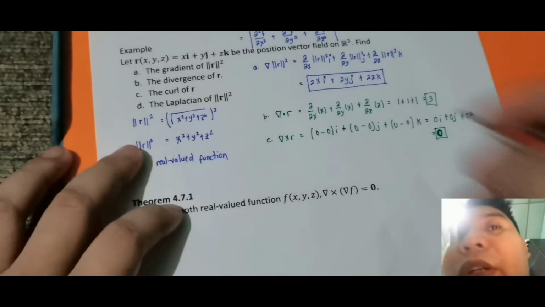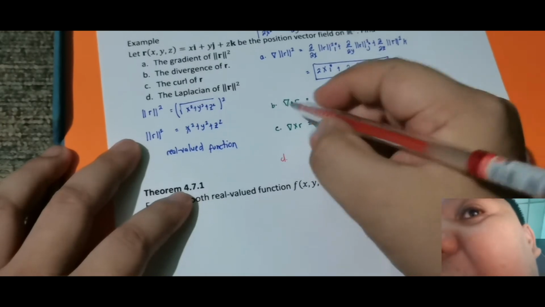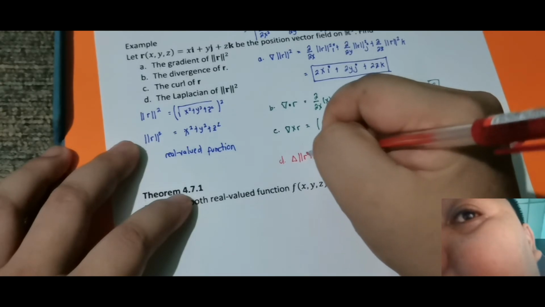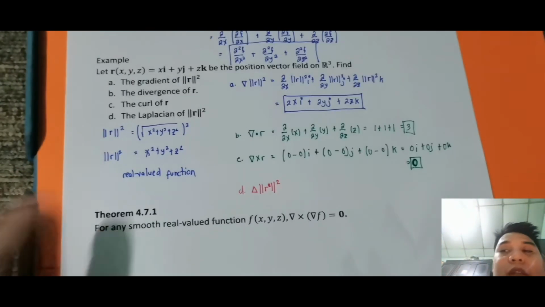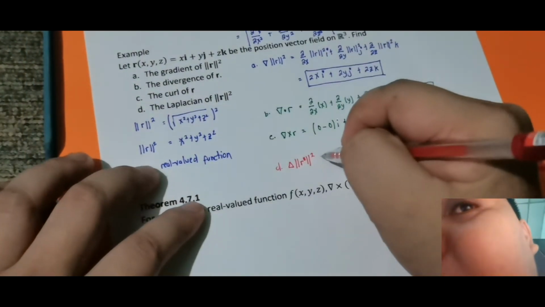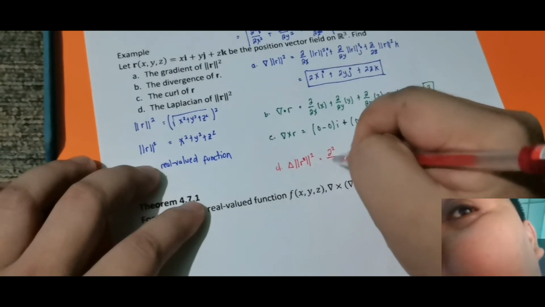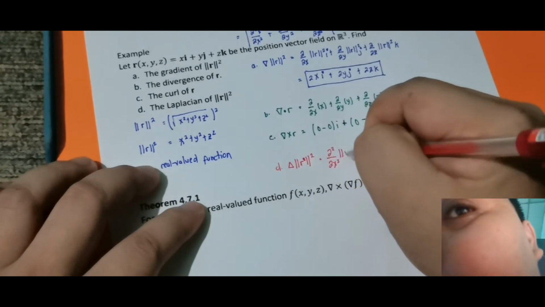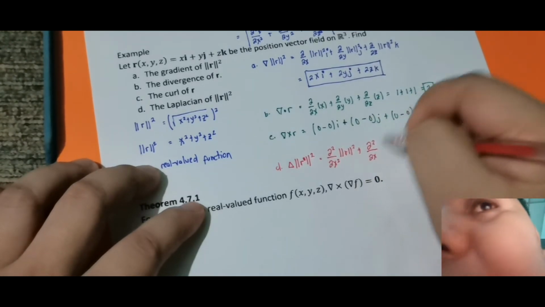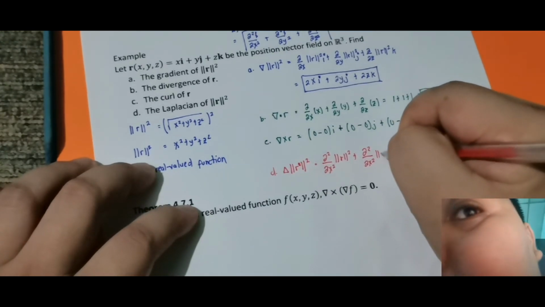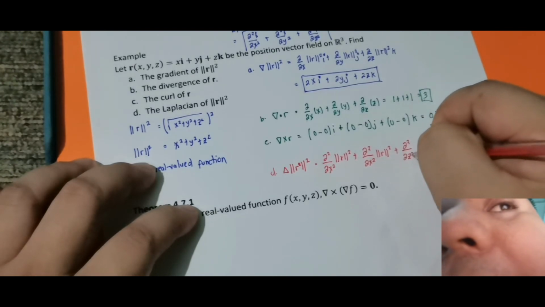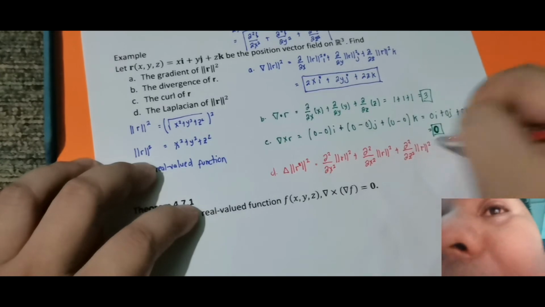So for letter D, ano naman gagawin sa letter D? So find the Laplacian. So the Laplacian of magnitude r squared. Para natin kunin yung Laplacian, kunin natin ang second partial derivative. This is second partial derivative with respect sa x squared nung r squared plus second partial derivative with respect sa y squared nung magnitude of r squared plus second partial derivative with respect sa z squared nung r squared.